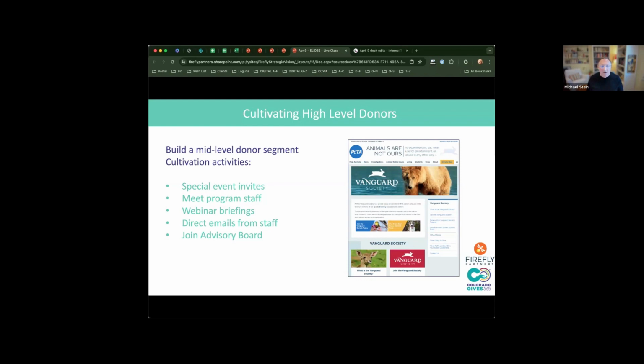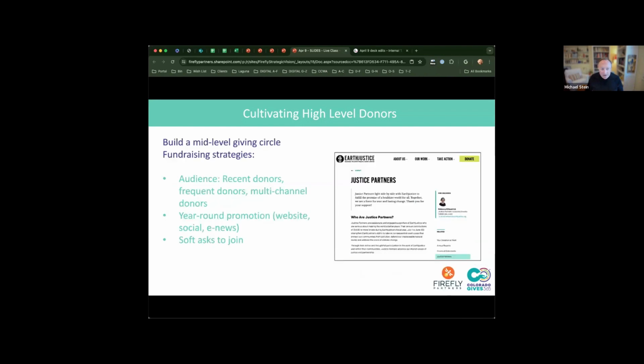So all of these are cultivation activities, and oftentimes they can align with getting people to become higher level donors. And so these are all examples that you can use. And just a couple of thoughts again about the tradecraft of this.